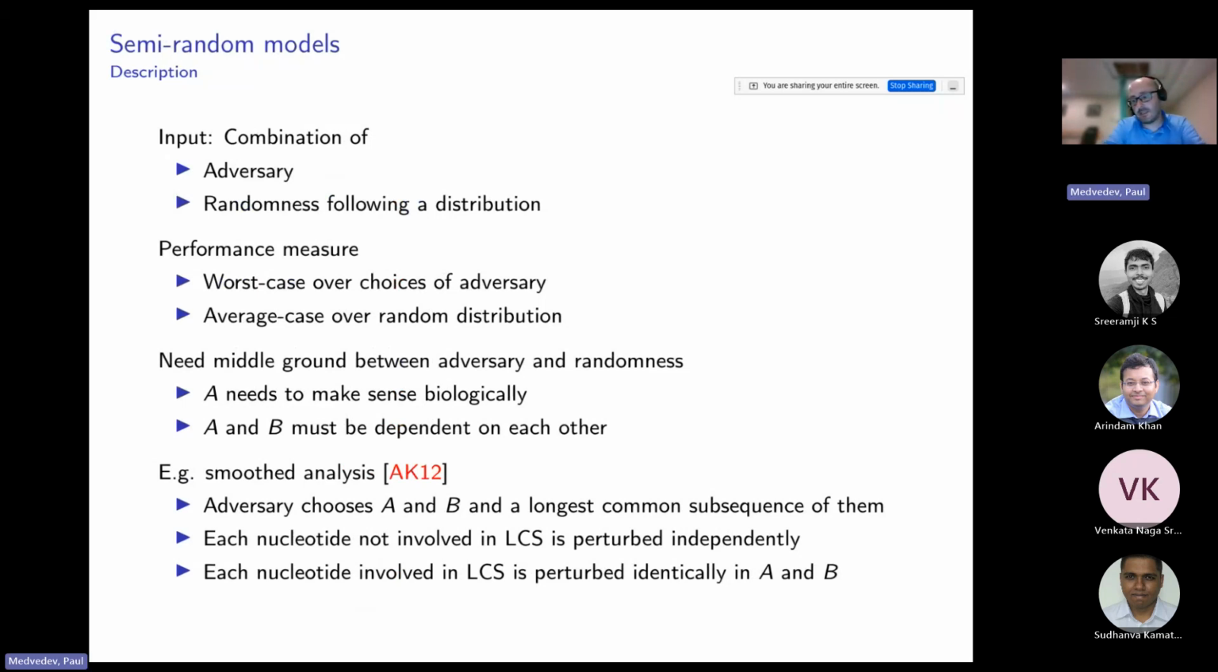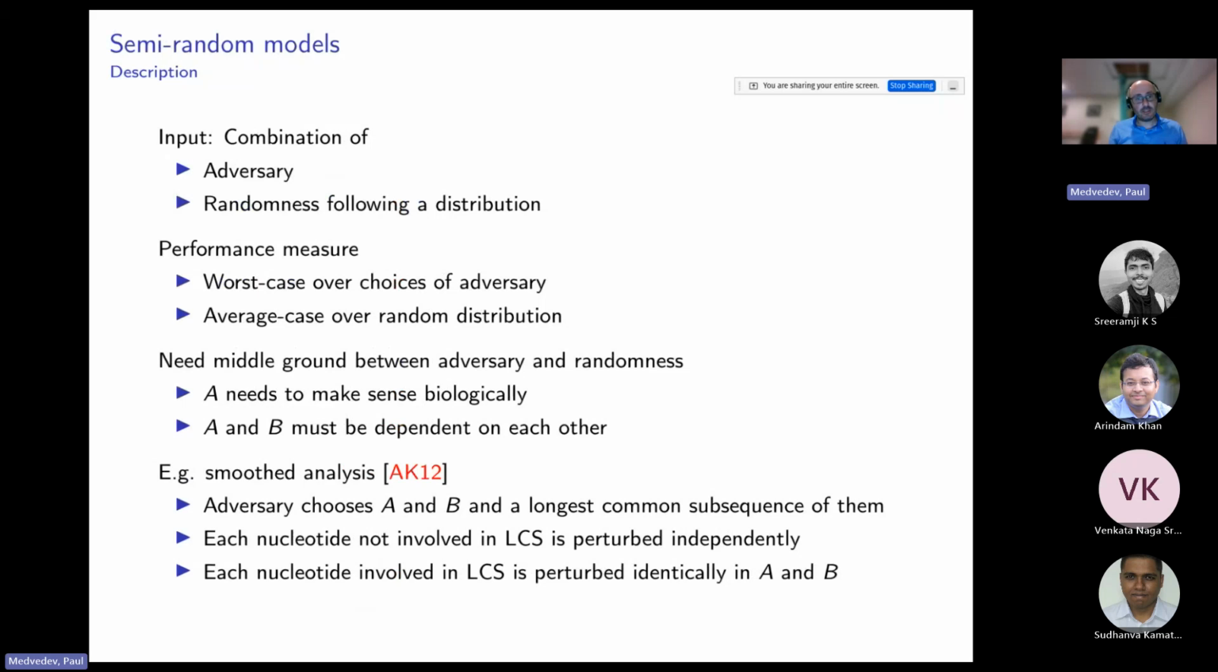Okay, then the problem with the average case is it's like the other extreme. Now you don't have any adversary at all. So somewhere in between, some kind of compromise between worst case and average case, is the semi-random model. Here, the input involves some kind of adversarial choices and then some kind of randomness that's added following a distribution. Smoothed analysis, if you've heard of it, is a classical example here. And then when we measure the performance of an algorithm, we do it with the worst case over the choice of the adversary and average case over the random distribution.